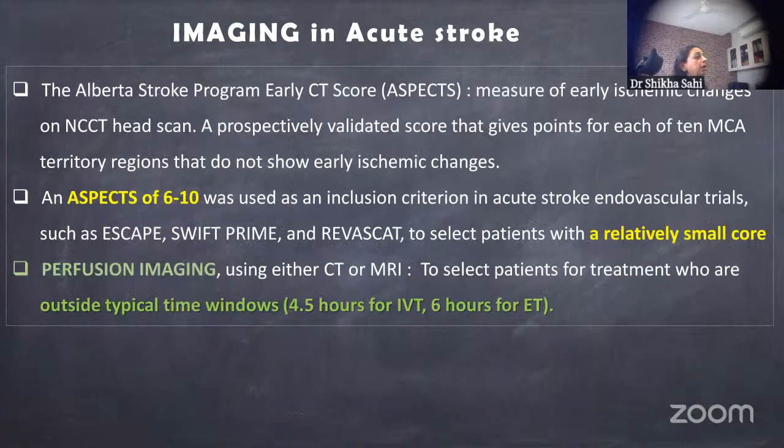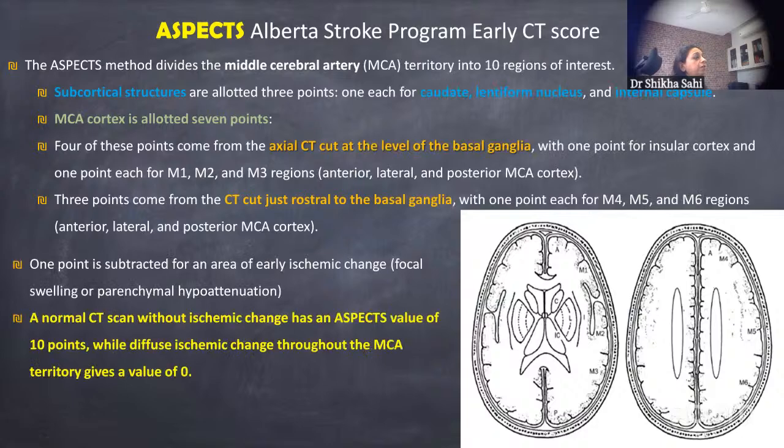And also the ASPECTS, which is the Alberta Stroke Program Early CT Score. It is a measure of early ischemic changes based on the CT scan. It is basically for MCA strokes, and 10 points are given, 10 regions. So we take 2 cuts, one at the level of basal ganglia, one just below the basal ganglia, and 1 point is given to each.